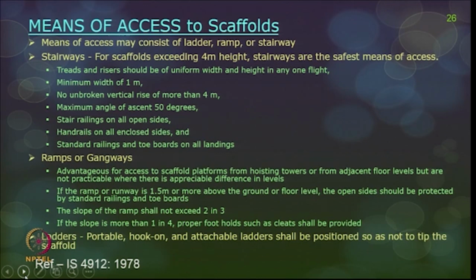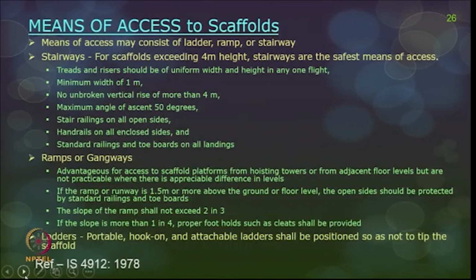Means of access to scaffolds: how do workers along with the equipment and material access the scaffold? IS code and OSHA recommend 3 means of access to scaffolds. One is ladder, workers can use a ladder, or there can be ramps or stairways. Stairways are generally used when you want to use the scaffold for a long term purpose. For example, the construction will run for several months, then it is not advisable to use a ladder or a ramp, better to make a staircase. Otherwise, a ladder is the safest means of use if it is for a short term purpose, and ramps are also used for easy lifting and movement of materials.